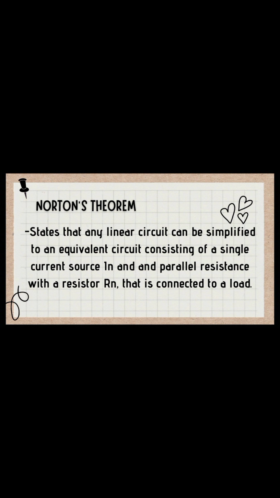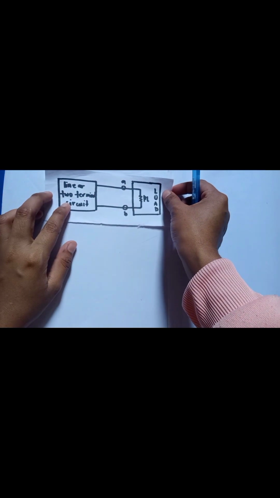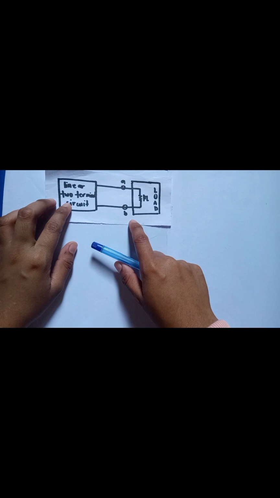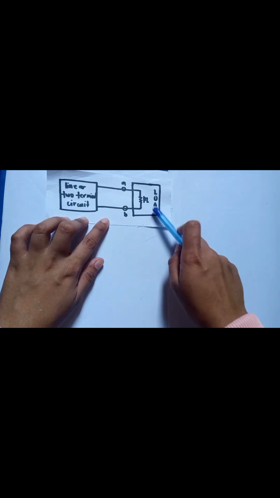Applying Norton's theorem to simplify a network can make it much easier to evaluate variable loads. So for example, you have a linear two-terminal circuit, and this circuit is either simple or complicated. Then you have a load RL across it, at terminals A and B.